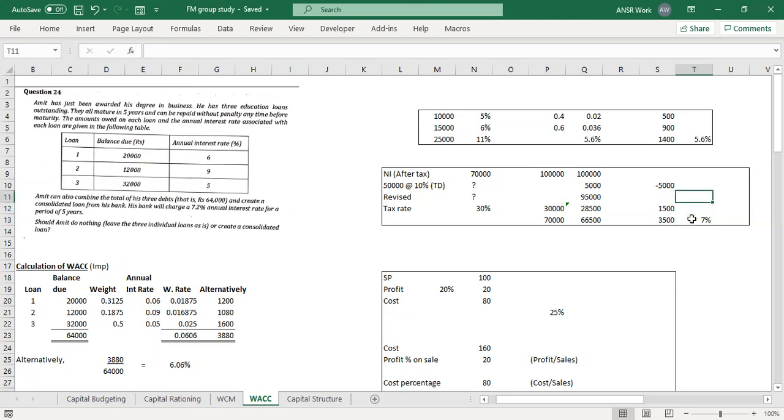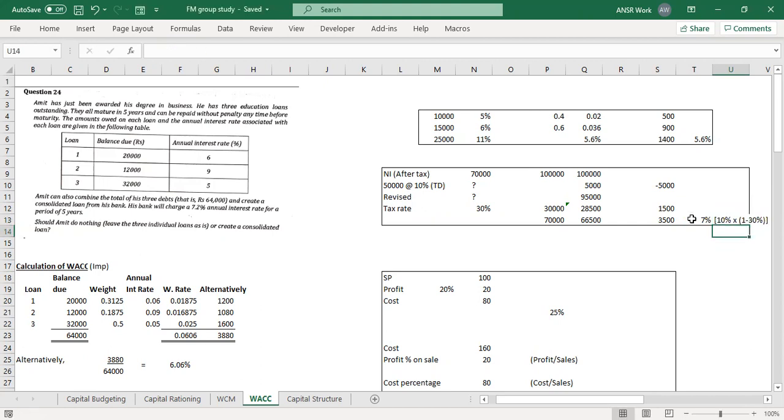I'll just give you a hint. You do 10%, which was our original one, multiplied by 1 minus tax rate, that is 30%. 10% into 1 minus 30%. How much do you get? Can somebody tell? 7%. 7% only, right? So I gave you the formula.